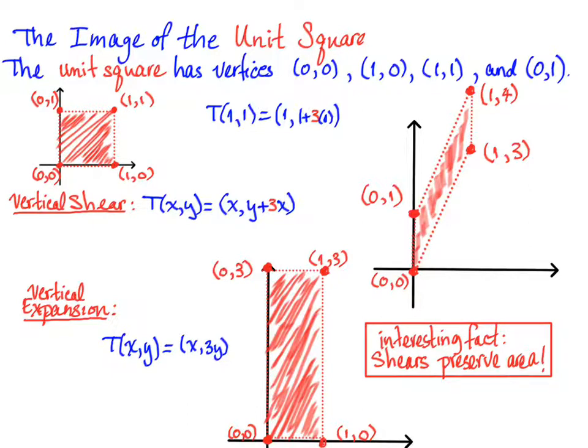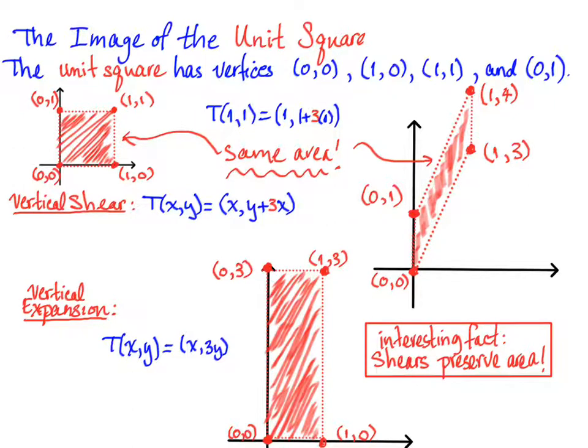However, and I'm not going to go through the details, you can find the area of the image under the shear. That area of the image will actually be the same. It'll be 1. So shears preserve area and expansions don't. So those two regions have the same area.